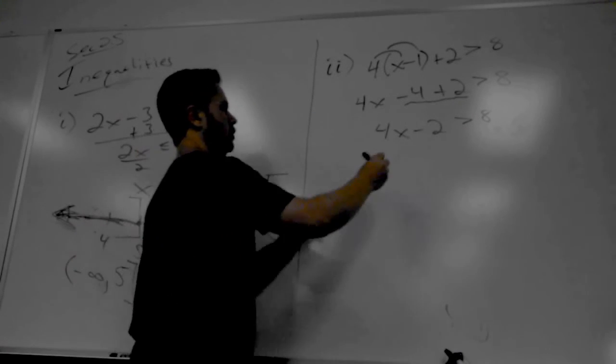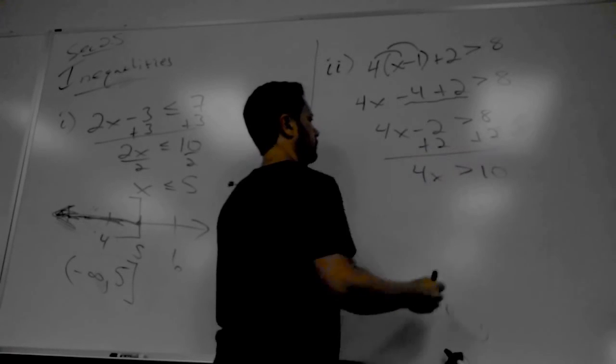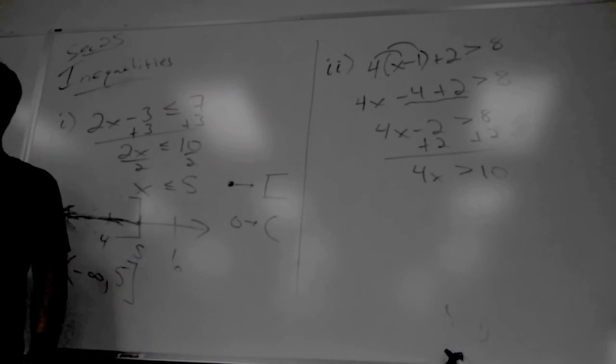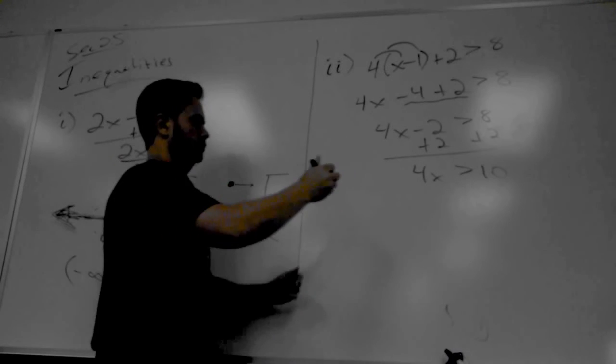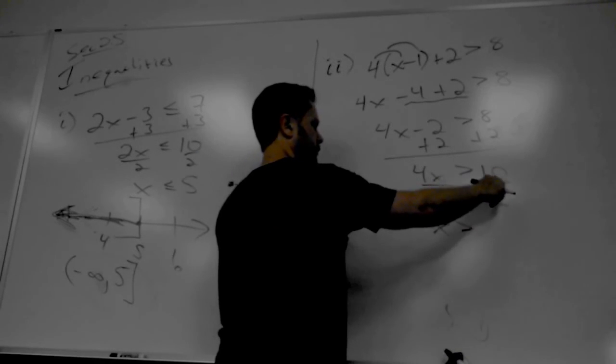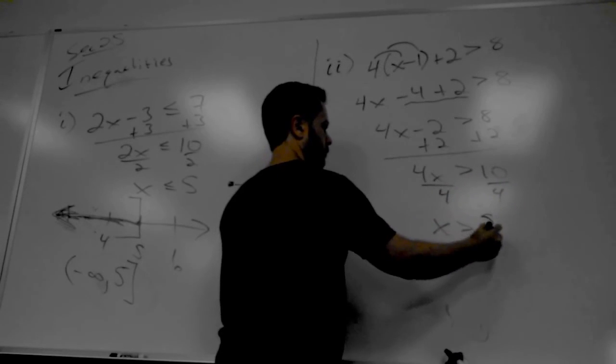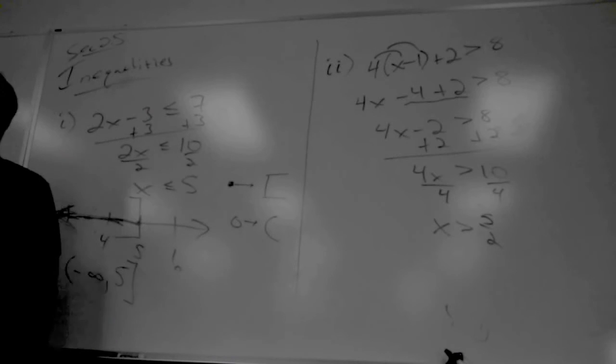Add 2 to both sides. Yeah, see, all the same steps. 4x is greater than 5. Divide by 4. Divide by 4. And what do you get when you reduce this? 5/2. Cool. All right, let's stop there.